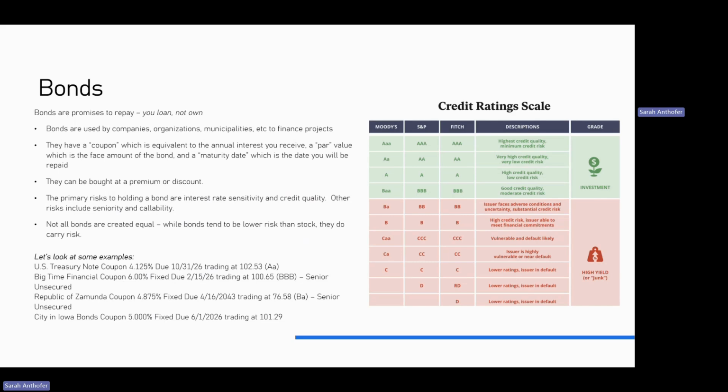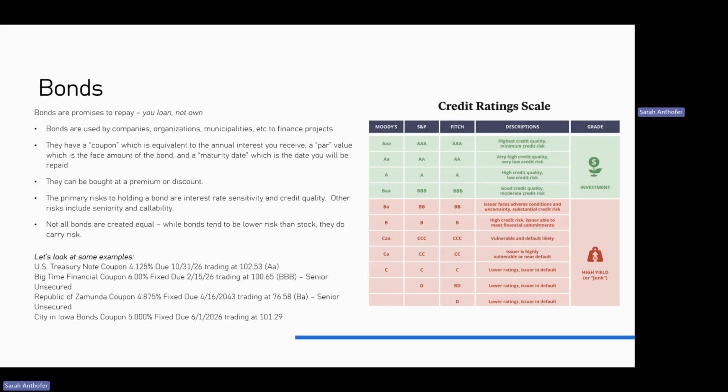Conversely, if we see interest rates fall, then all of a sudden the bond that I had at 4.125% looks like a better deal. So usually what we'll see is that in things like treasury notes, in falling interest rate environments, they'll tend to trade at a little bit of a premium, and in rising, they'll tend to trade at a little bit of a discount.